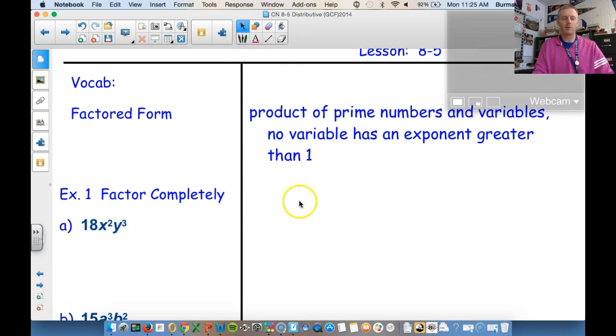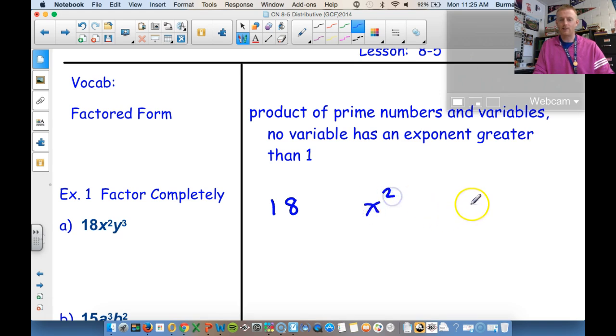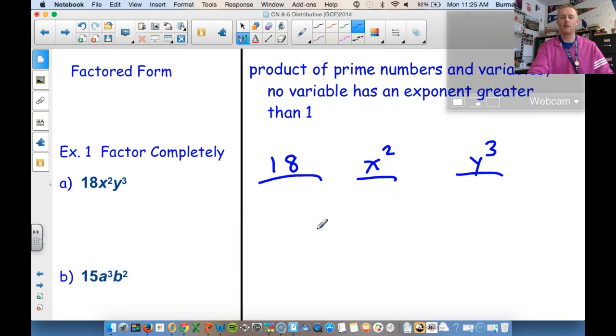So what we're going to do is break our monomial of 18x to the second power y to the third power into the three pieces that it is. It's an 18, an x to the second, and a y to the third. Now I'm going to put a line underneath them so that we know that we're going to break them down into smaller pieces. So 18, you might have done this by using factor trees.